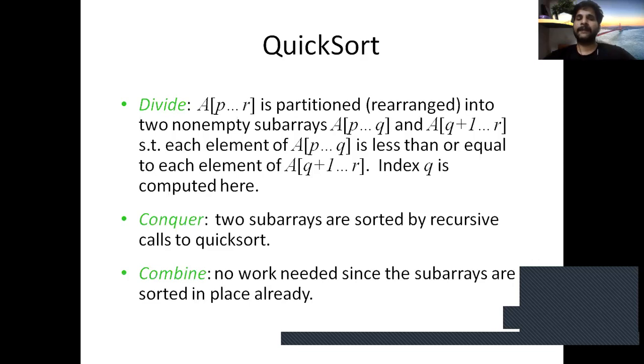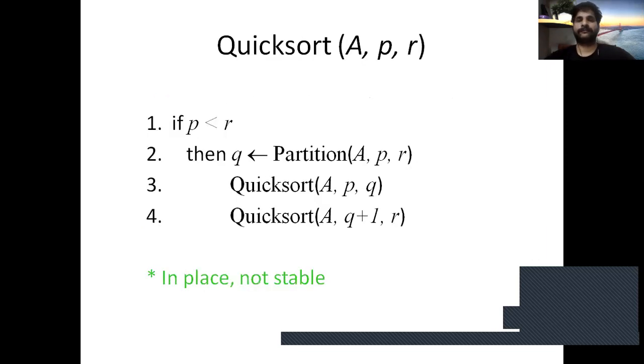Each element of array P to Q is less than or equal to each element of array Q plus 1---R. Index Q is computed here. Conquer: the two subarrays are sorted by recursive calls to quick sort. After this recursive sorting, we combine the subarrays. No work is needed since the subarrays are sorted in place already.